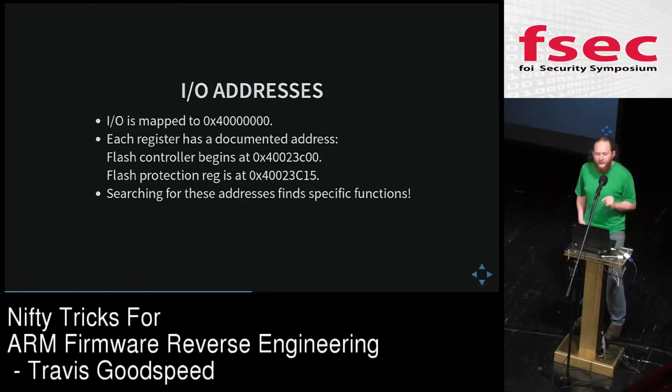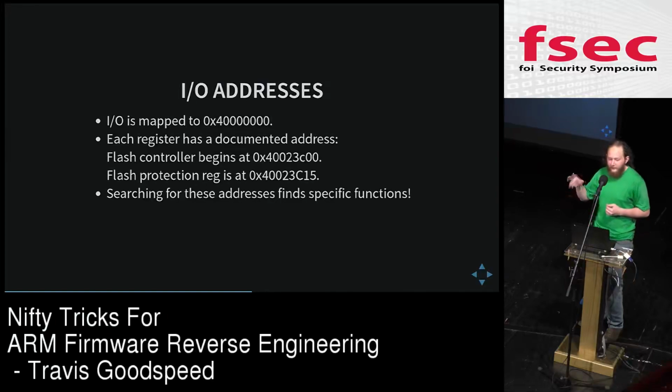So what you do instead is you realize that each register has a documented address. For example, I'm interested in the code that reads and writes the flash memory. I know that the flash controller begins at 40023C00, and that at 3C15, you have the actual protection register that needs a password written into it in order to unlock flash for a write. So if I look for any accesses to those two addresses, I can find the code that unlocks flash memory before writing it. And in this way, I can identify the code that rewrites the chip's own memory.